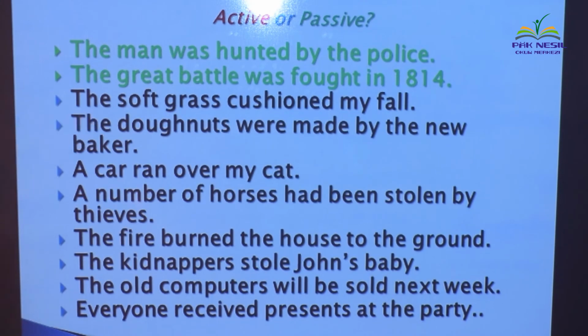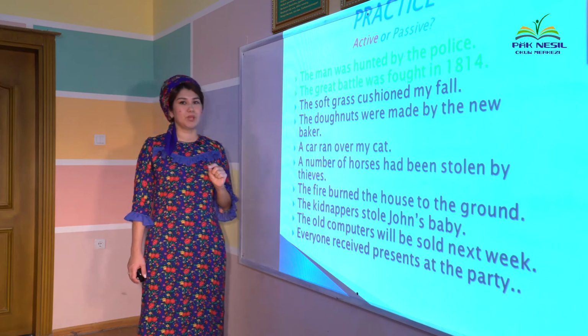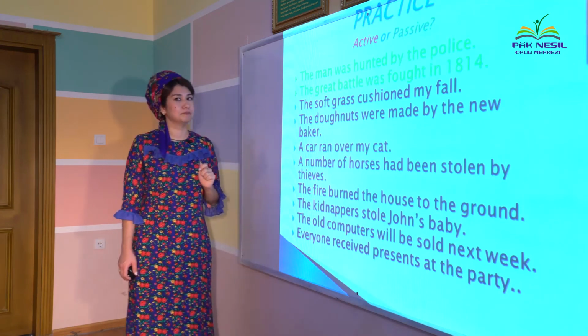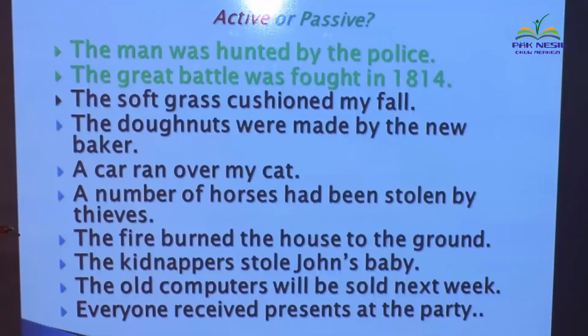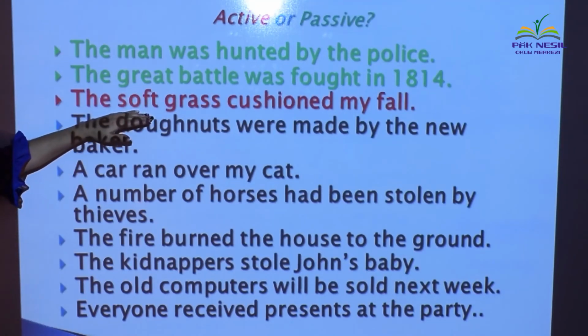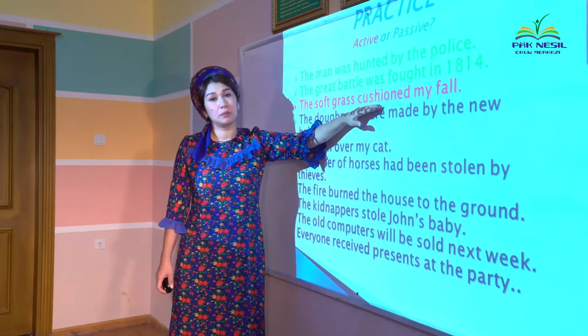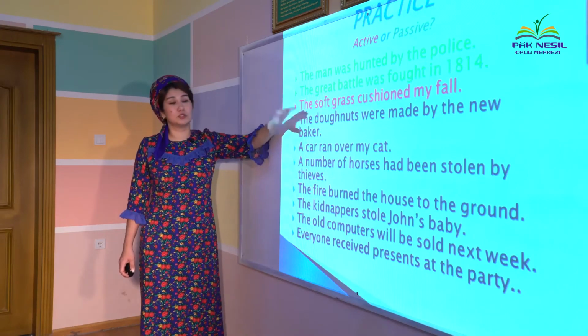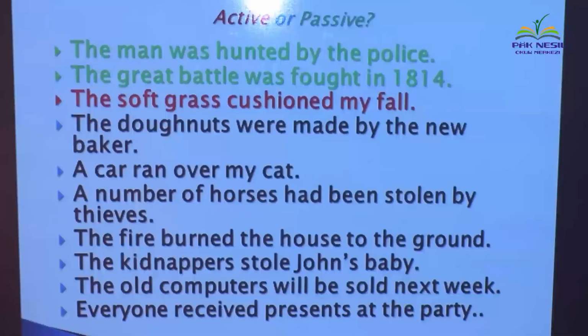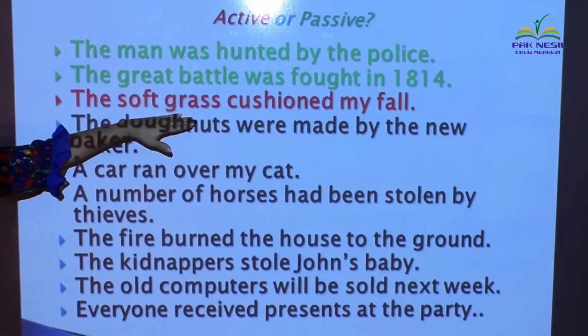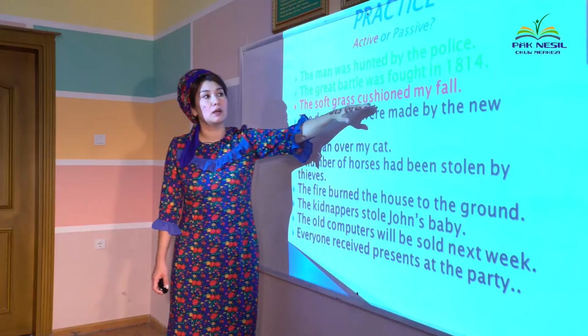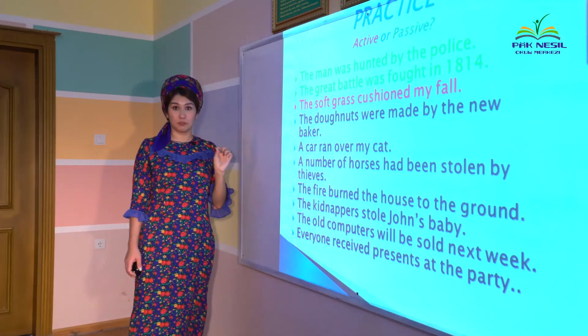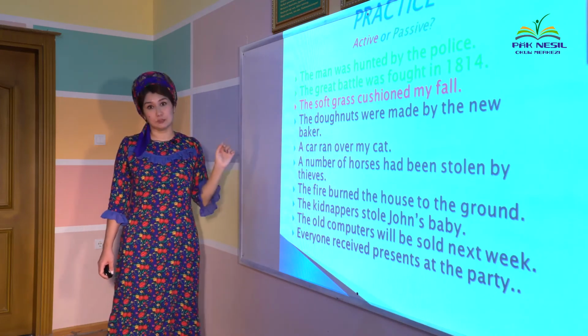The next one is, the soft grass cushioned my fall. What voice is this? And of course, this is an active voice sentence, right? Do we have the verb to be here? No. We have just the main verb in past simple tense, right? And we have the doer of the action, we can say the subject. The soft grass, that is the subject. What did it do? It cushioned. What did it cushion? It cushioned my fall. So that's why this is the active voice sentence.